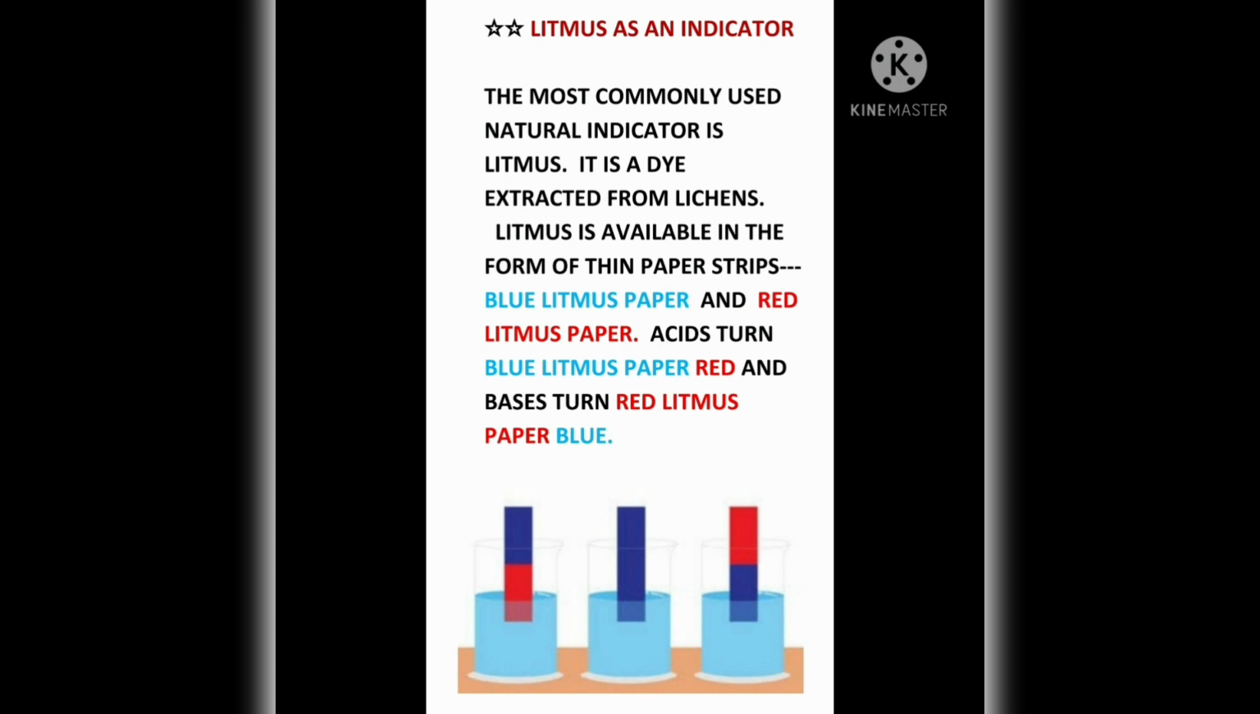It is a dye extracted from lichens, which is the symbiotic relationship between algae and fungus. The solution of litmus in distilled water is mauve, that is purple in color. This solution is also called neutral litmus solution, as distilled water is a neutral solution. Litmus is available in the form of thin paper strips, blue litmus paper and red litmus paper. Acids turn blue litmus paper red and bases turn red litmus paper blue.